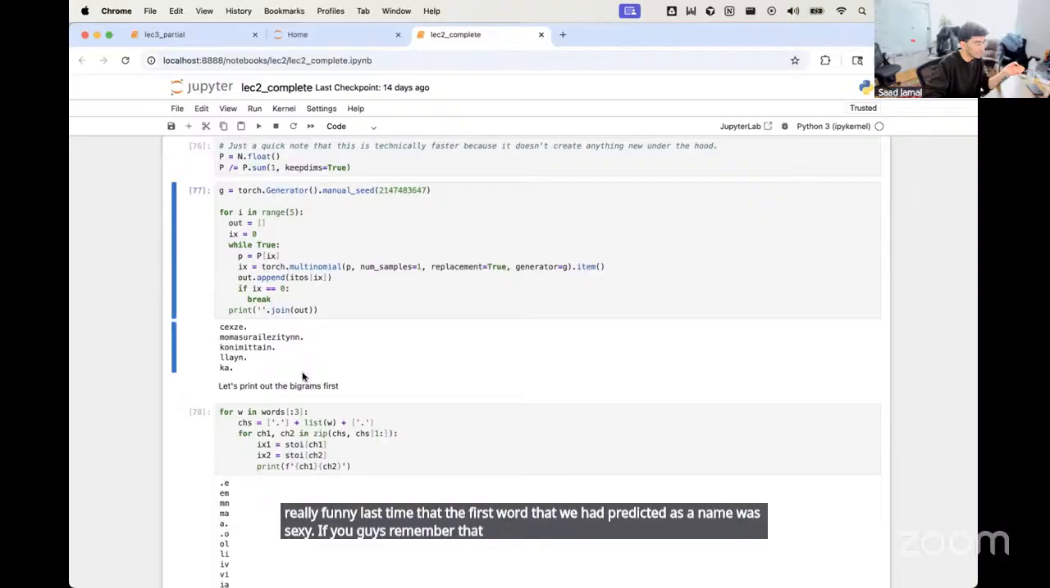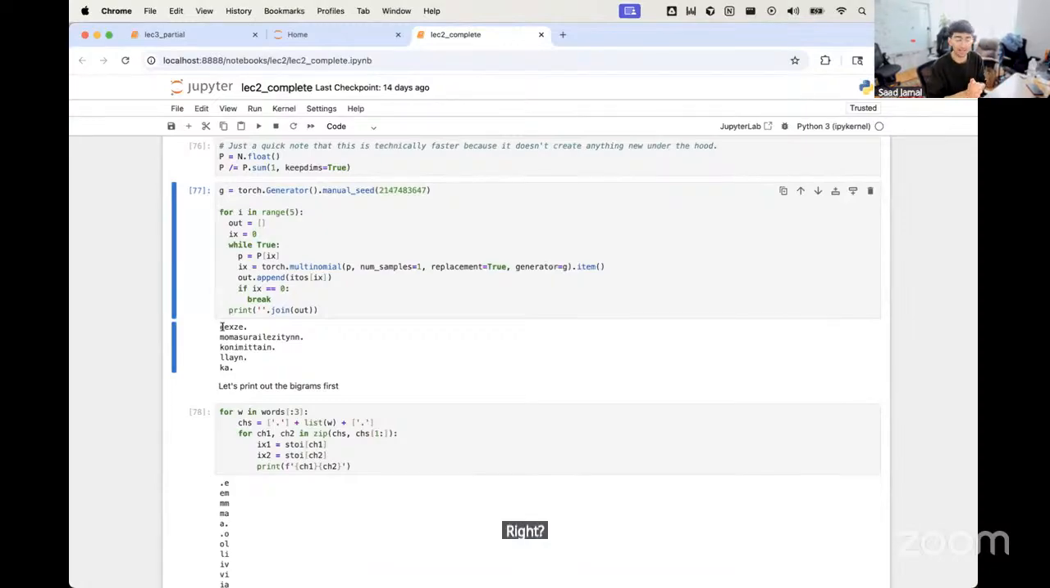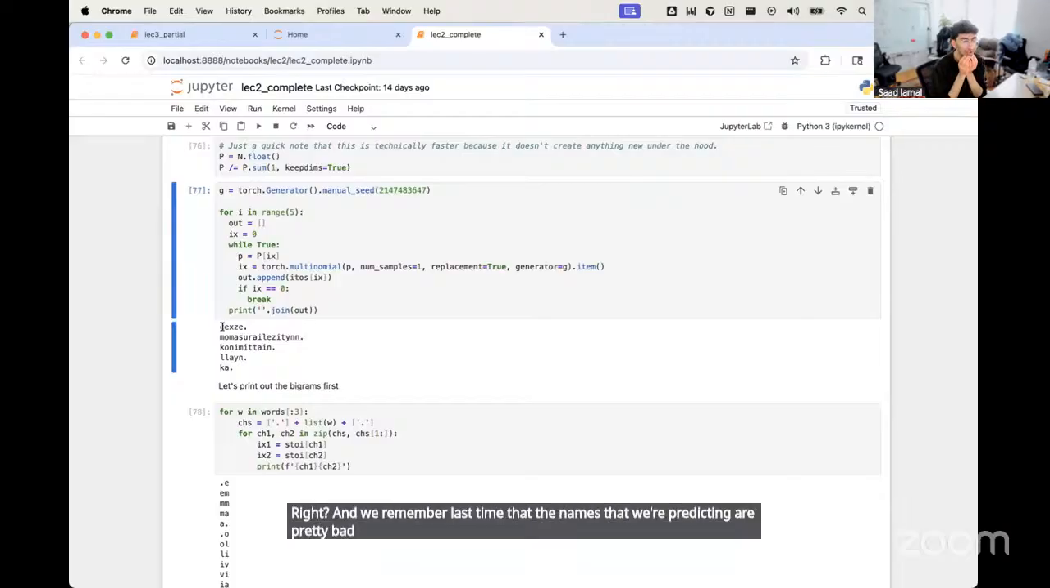There we go. See these five names right here? Sexy, Moma, Surel, Azitin, Konamitan, whatever, right? And we remember last time that the names that we're predicting are pretty bad. The reason these are so bad is because, as we had mentioned last time, a bigram language model just takes a look at two tokens at a time. In this case, the tokens are just characters.